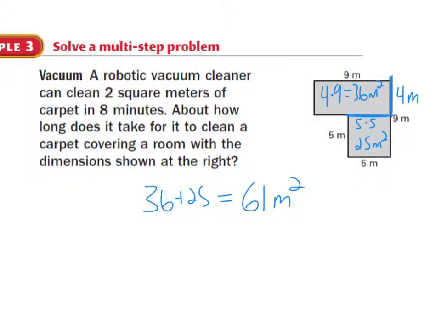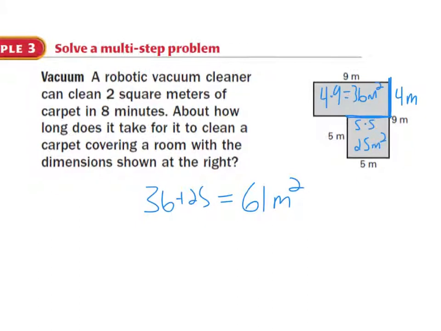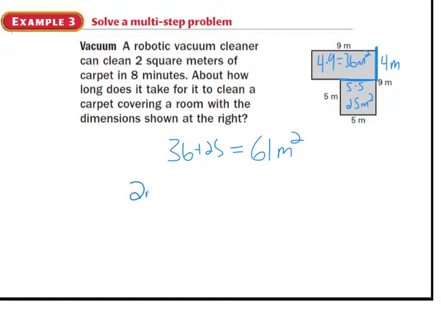So I'm trying to figure out how long it's going to take this robot. He does 2 meters squared in 8 minutes, and I'm wondering how long it will take him to do 61 meters squared. So I'm going to make a proportion. If 2 meters squared is 8 minutes, 61 meters squared is X amount of minutes. And I can solve this proportion.